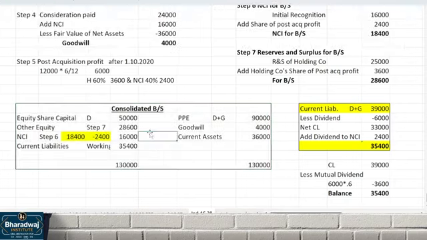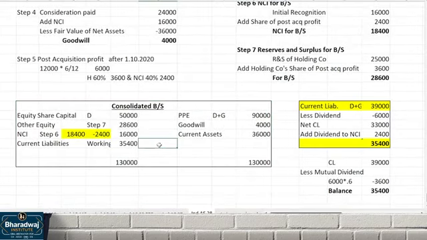I do not know whether you remember chain holding, but if you don't remember also no problem. I'll start and explain from the beginning and do it. Which question? Question number 12. Question number 12 is a chain holding problem. We'll do that.